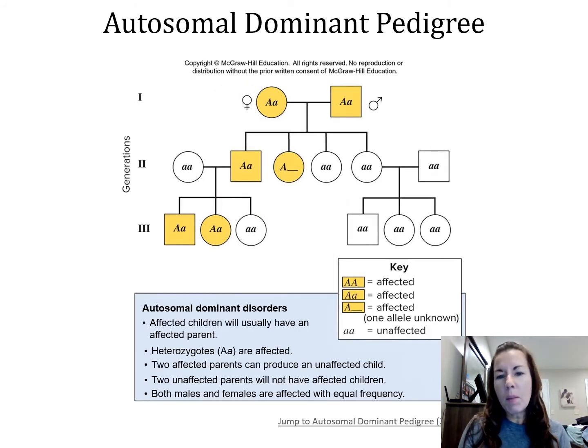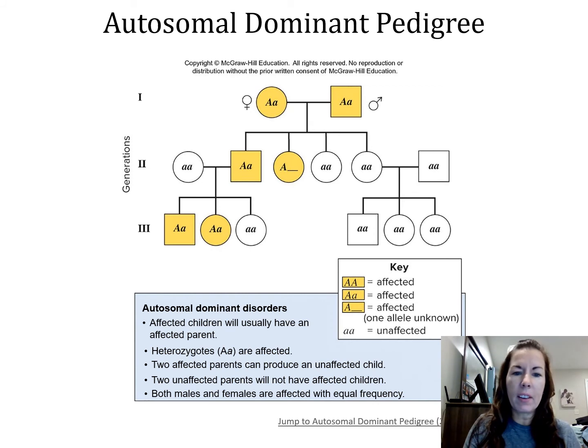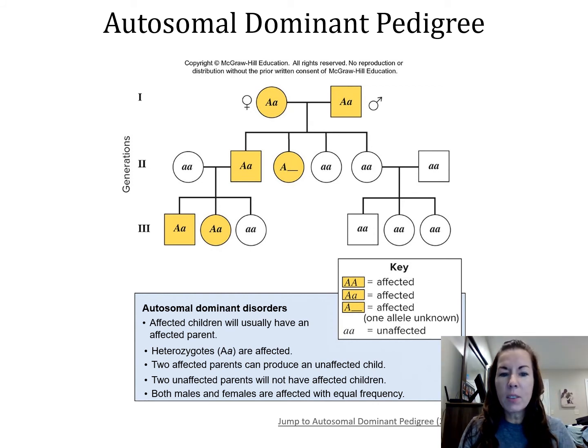An autosomal dominant pedigree looks like this. So both parents would be affected. Their offspring, half of them might be affected. Heterozygotes are affected, as well as homozygous dominant also.